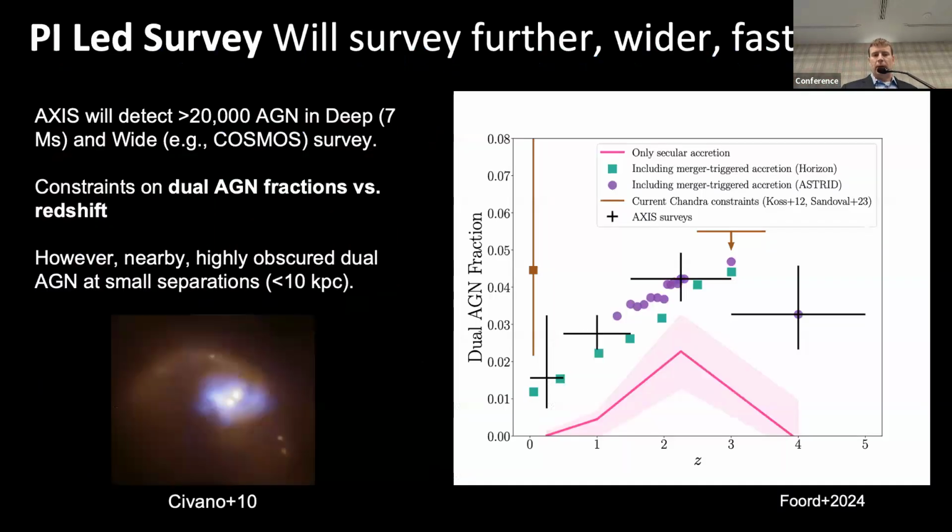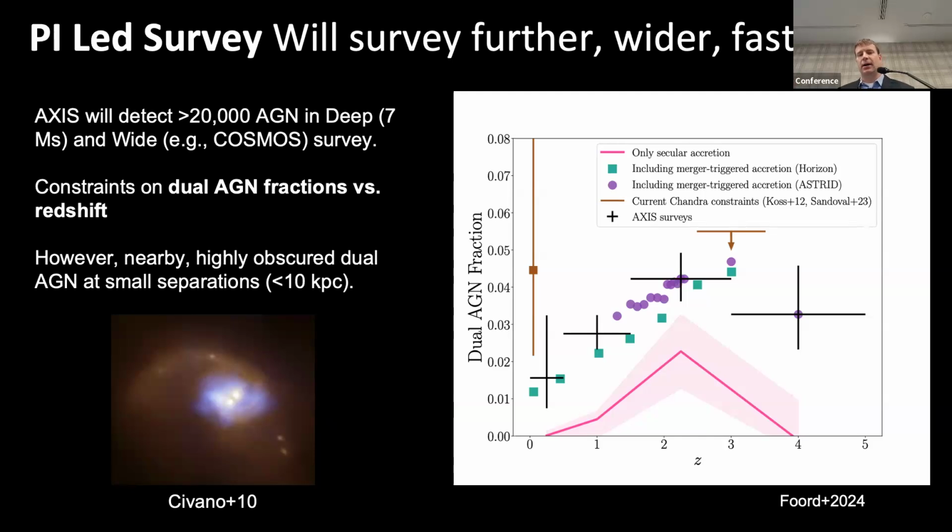So the PI-led survey with AXIS is really going to do this across cosmic time because of the very stable PSF across the full field of view. So there will be 20,000 AGN where we can do a dual AGN study. And I'm just going to talk a little bit more about the figure on the right. I know there's some people online, so if you look at the purple and green, that is actually simulations from Horizon and Astrid for merger-driven accretion causing dual AGN, and those are the fractions, so you know 1 to 4%.